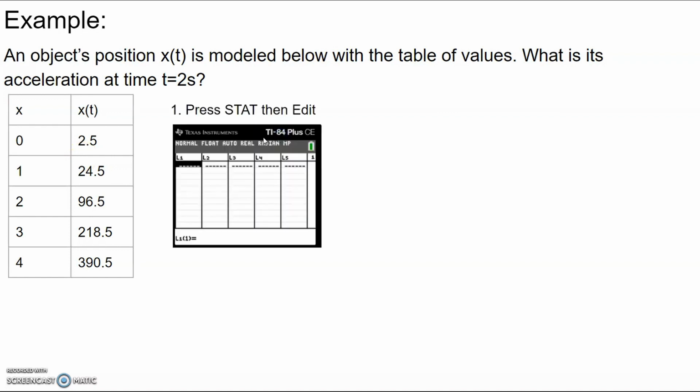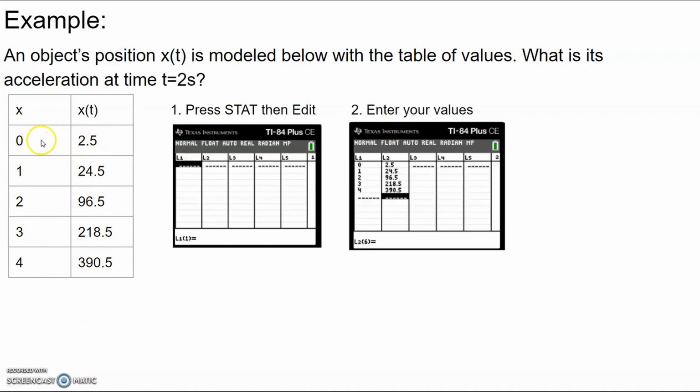So again, press stat, then edit to get to this screen. Then we're going to put in each of these values, and you don't want to leave out any, especially because it's quadratic, and quadratic functions, their first derivative changes at a constant rate. So if I find the difference between these two numbers, and I found how much it changes between those numbers, it would probably be the same number.